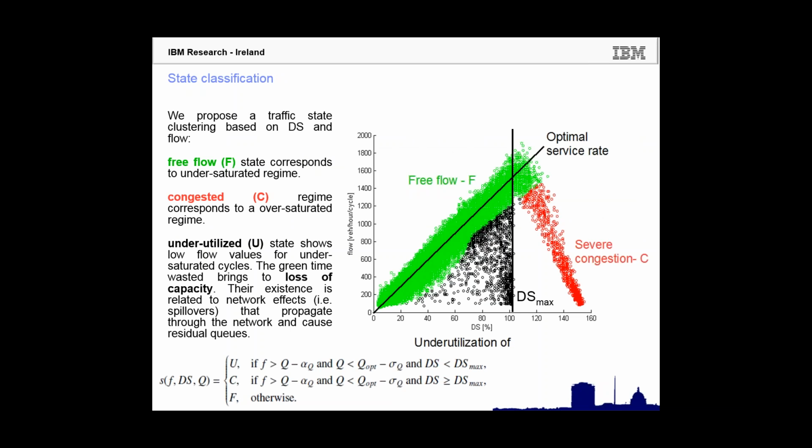First of all, we proposed a state classification model. Just let me give you an introduction about the quantities that are collected by the control system. First of all, we have the degree of saturation that you can see here on the x-axis. The degree of saturation is a non-dimensional quantity, and it measures how efficiently the green time is being used during the last cycle length.